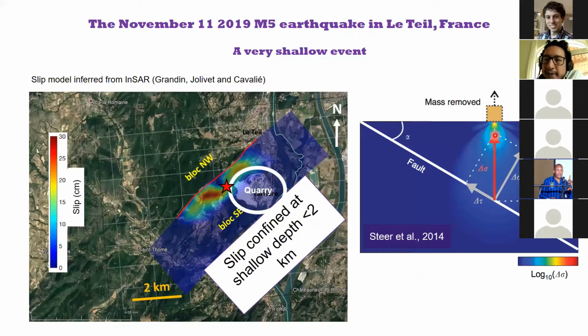Basically, you are releasing the normal stress on the fault. You're releasing weight from the fault. And because the strength of a fault is proportional to the normal stress, this release weakens the fault and facilitates slip. And that is the basic principle behind this.